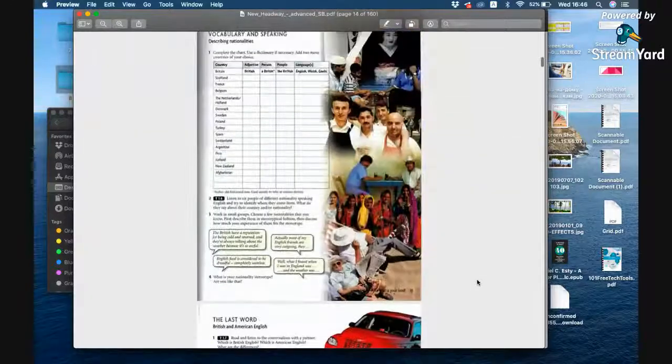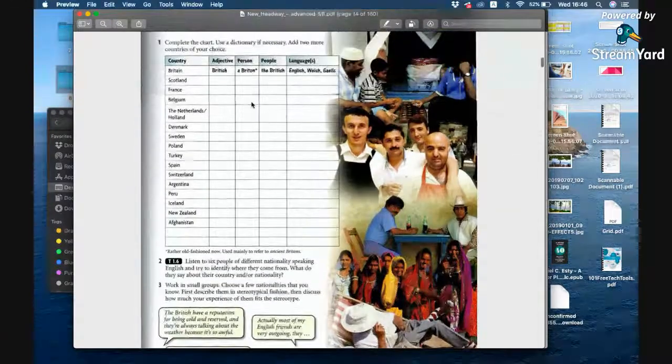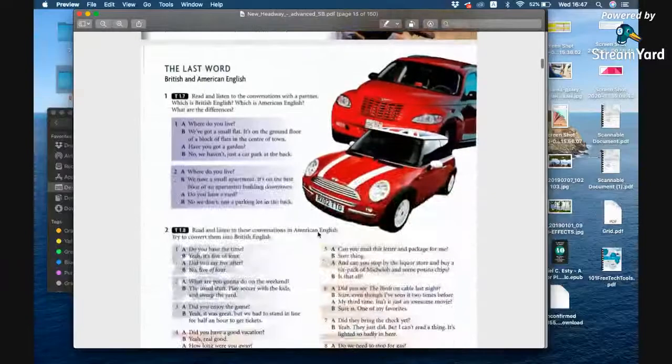And I would like you to pay attention to this table about nationalities. How do you pronounce or spell the country name? How does it differ from the adjective describing persons and languages? Please fill in this table, a very good exercise for us to do.